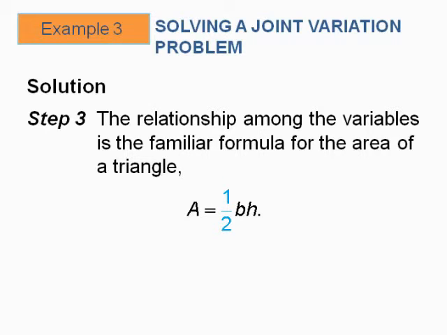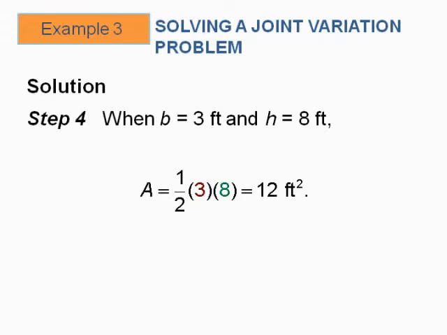They probably did this enough times and kept coming up with this model, and they said, wow, this is always going to work. It's amazing. So step 4, when B is 3 and H is 8, plugging in, we can answer the question. So 1/2 times 3 times 8, which would be 24. Half of 24 would give us 12 square feet.